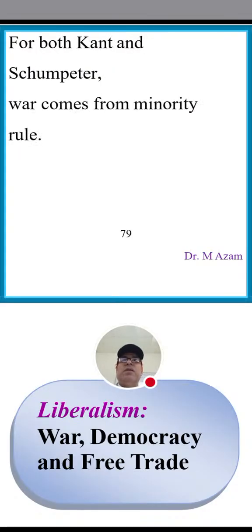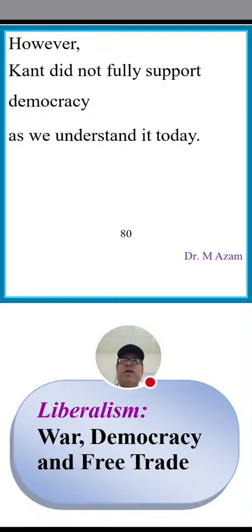For both Kant and Schumpeter, war comes from minority rule. Minority rule is undemocratic rule, authoritarian rule. However, Kant did not fully support democracy as we understand it today. In fact, his idea of democracy was different.